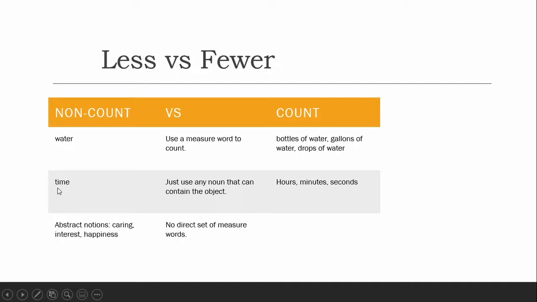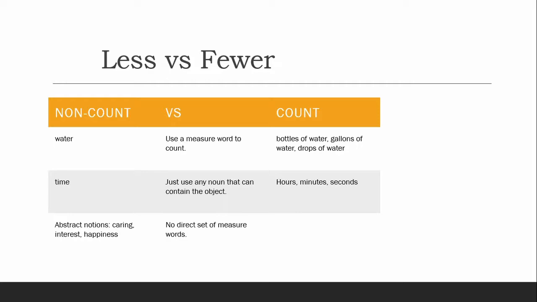Other words like time can be contained in units of time, so hours and minutes and seconds. And then abstract notions like caring and interest and happiness, there's not really a direct measure word that you can use with that, though you can use indirect statements like spare a thought, right? I spared fewer thoughts for this than I did that, right? You're not using the word caring, you're not using the abstract notion word, but you're implying it by using other words. But you can spare a certain number of thoughts. I know it's an analogy, but that's pretty much how it's being used.